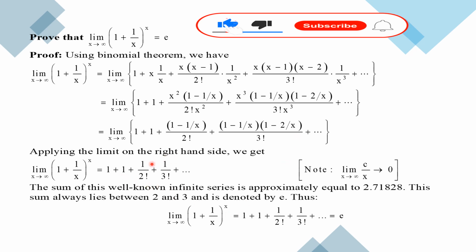What about this 1 plus 1 plus 1 over 2 factorial and so on? It is the series of e, because the sum of this infinite series is approximately equal to 2.7182. The sum always lies between 2 and 3 and is denoted by e. So we can say that the limit as x tends to infinity of (1 plus 1 over x) whole power x is e. By using this we will solve limits.